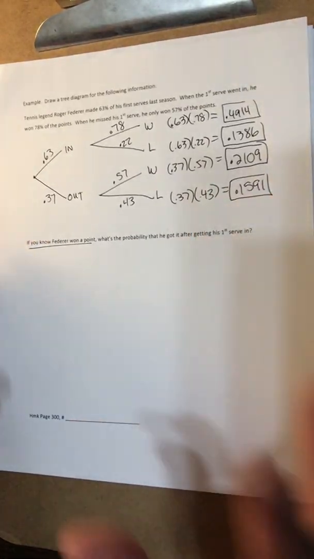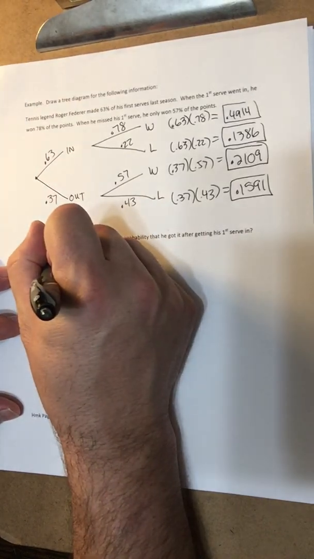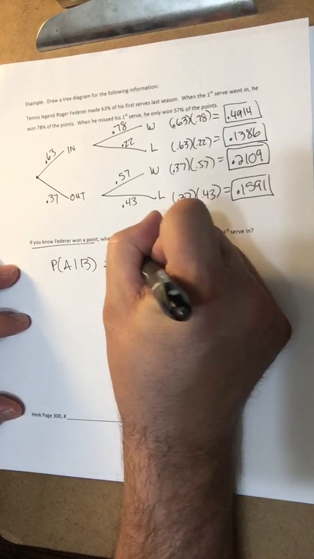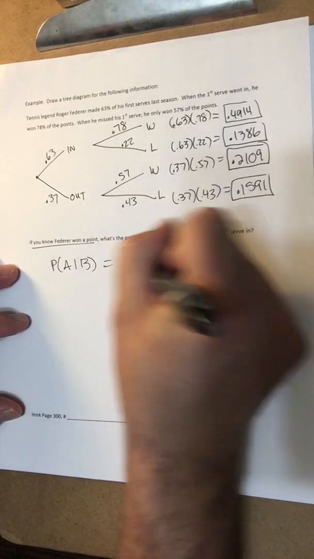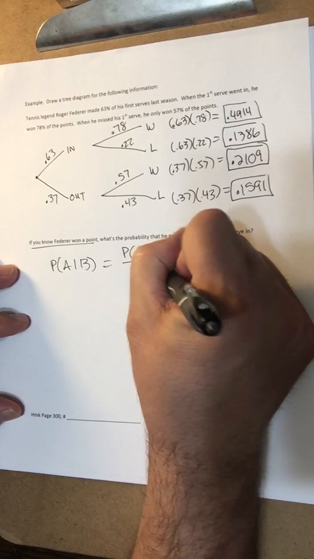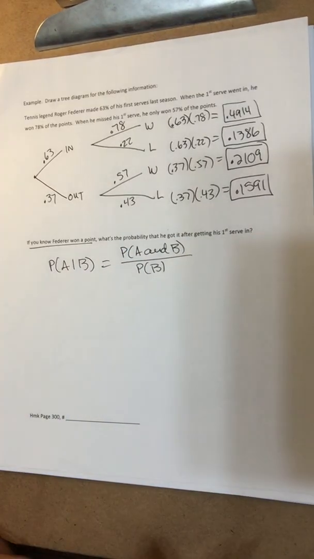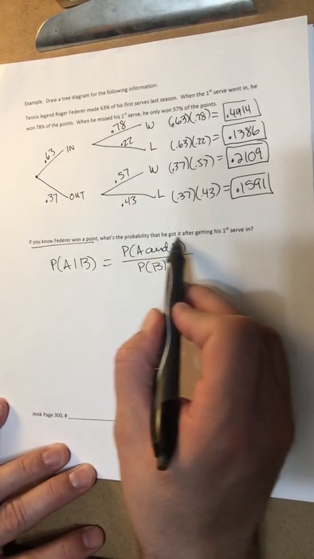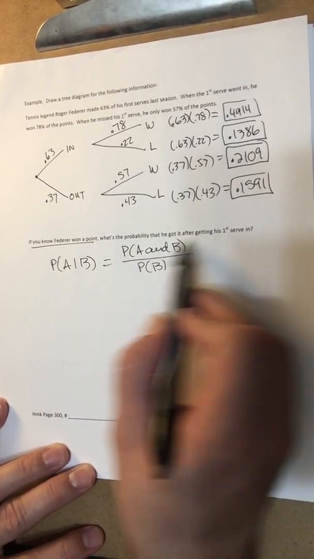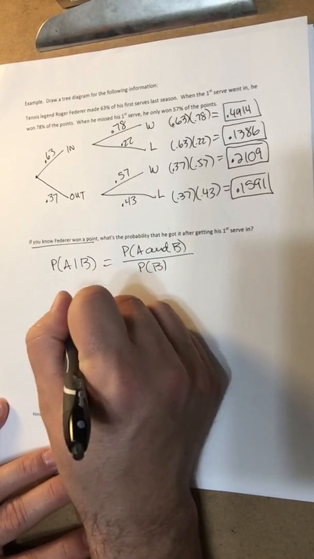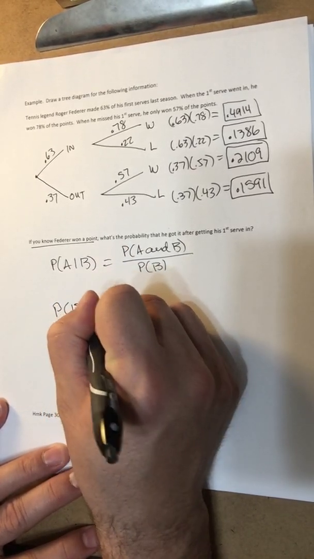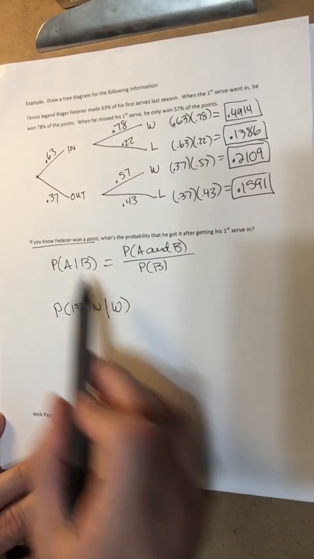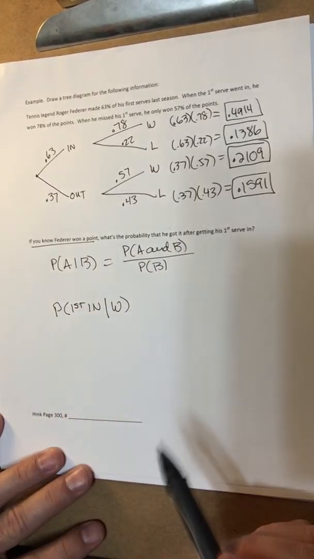So I'm going to write, I know that sounds weird, the conditional probability formula for you. The probability of A given B is equal to the probability of A and B over the probability of B. The conditional part goes in the bottom, right? Well, let's write what we have. If you know he won a point, what's the probability he got it after getting his first serve? So this question is, what's the probability that the first serve was in given that he won the point? Given that he won, what's the probability the first serve went in?